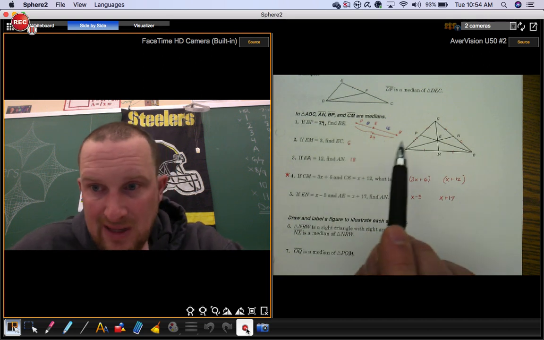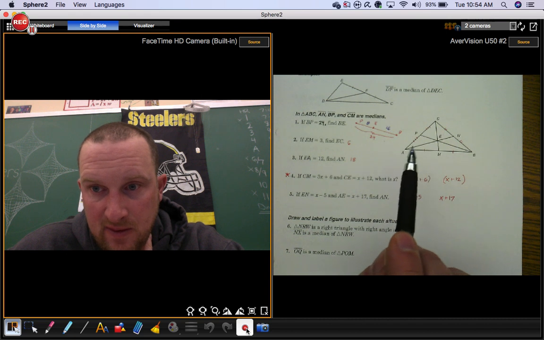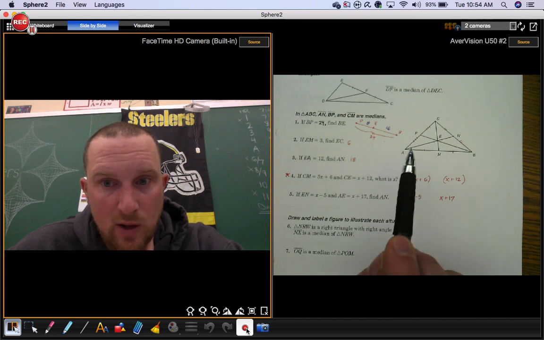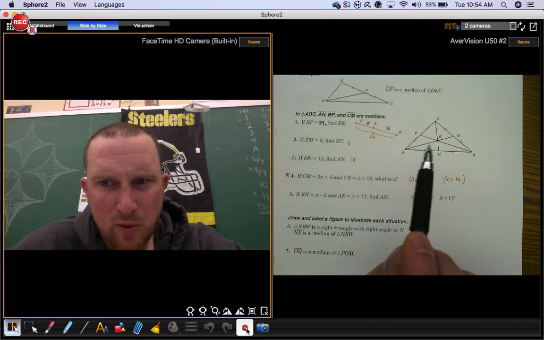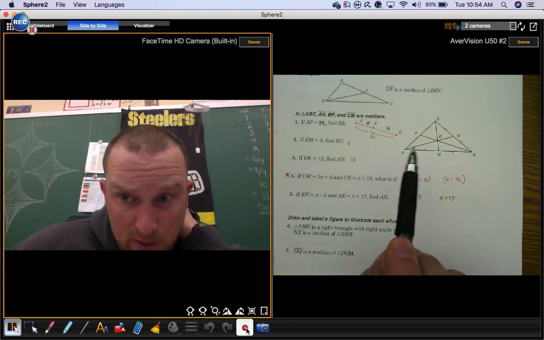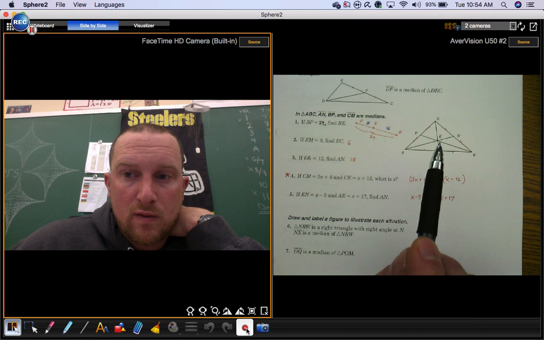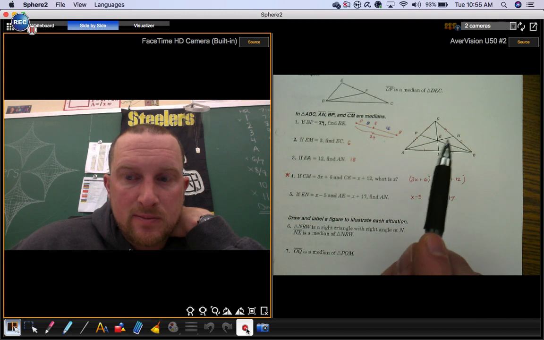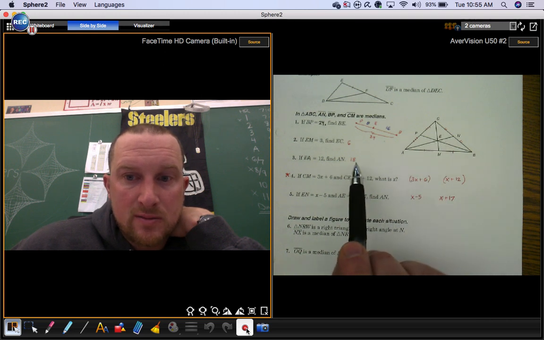Number 3, E to A. This is the bigger part of your median. It's 12. How do you find the whole thing? Well, here's one way to do it. If this whole thing is 12, then this little guy would be 6. 12 plus 6 is 18.